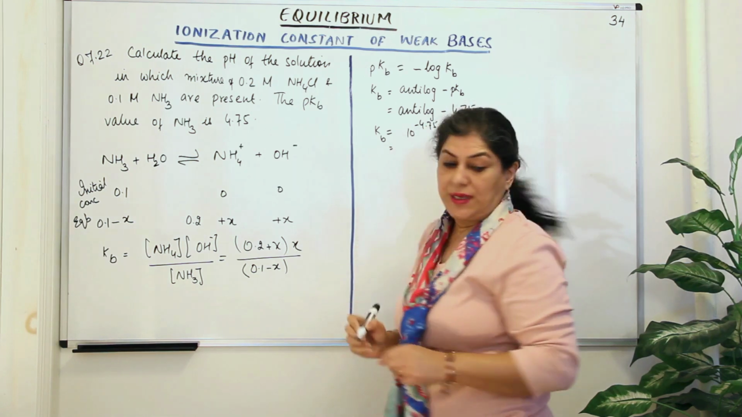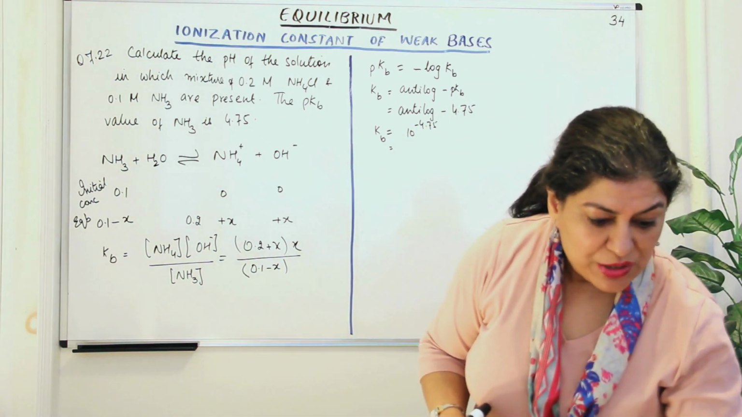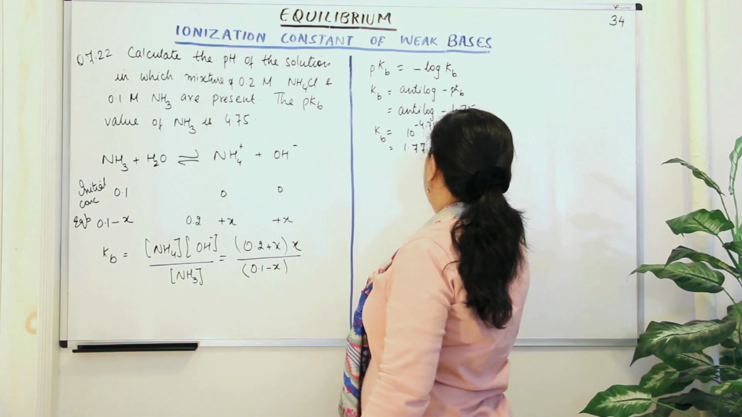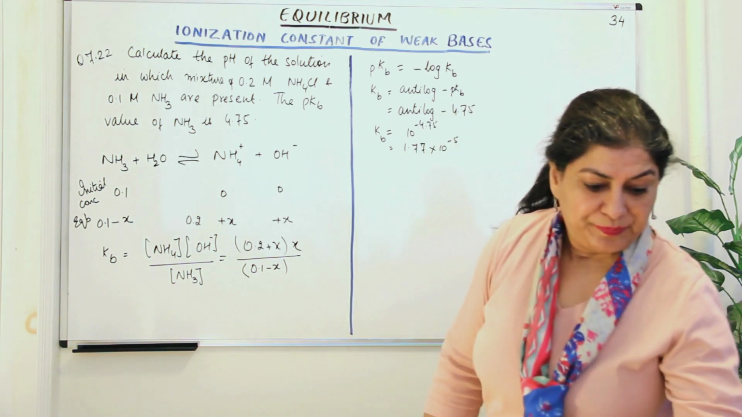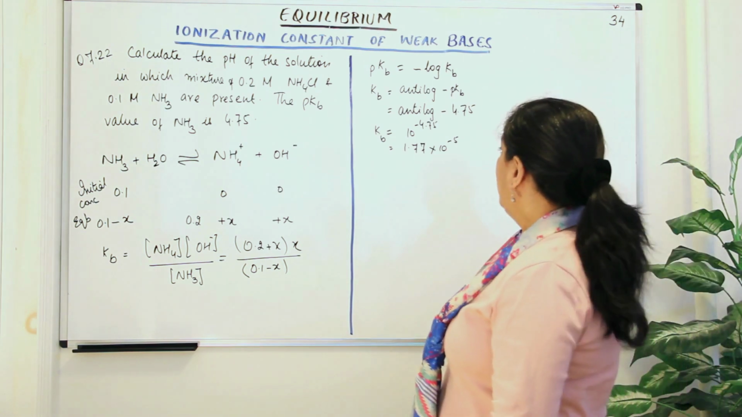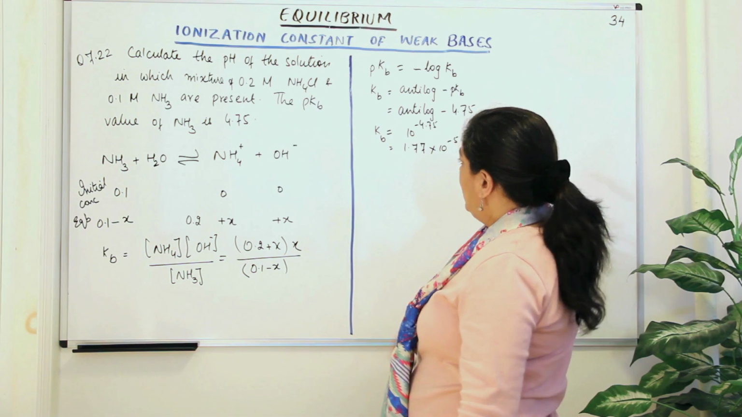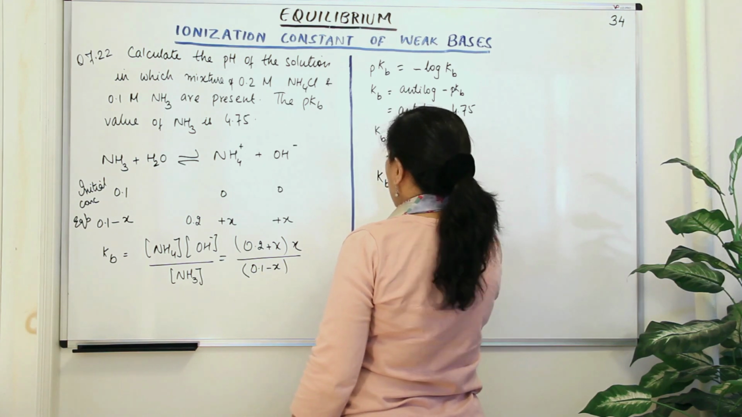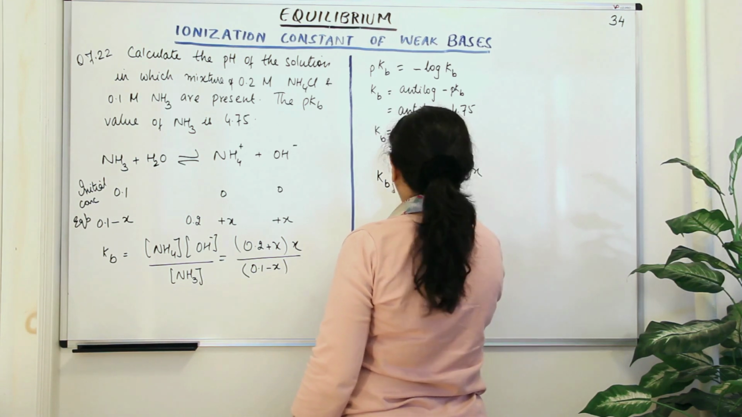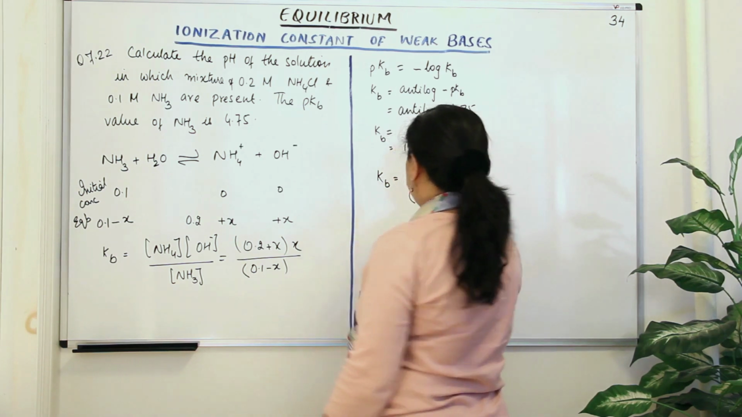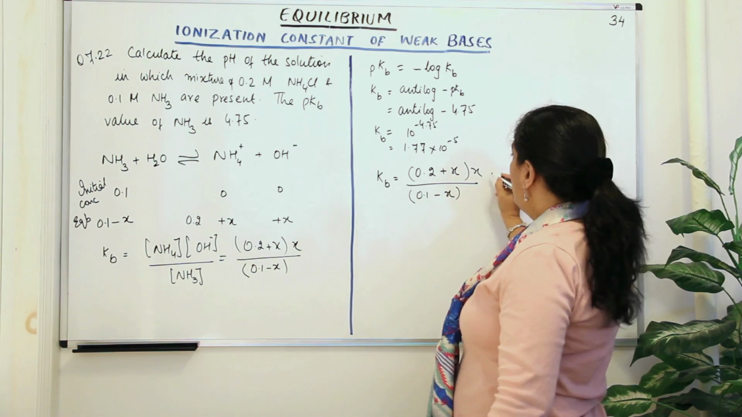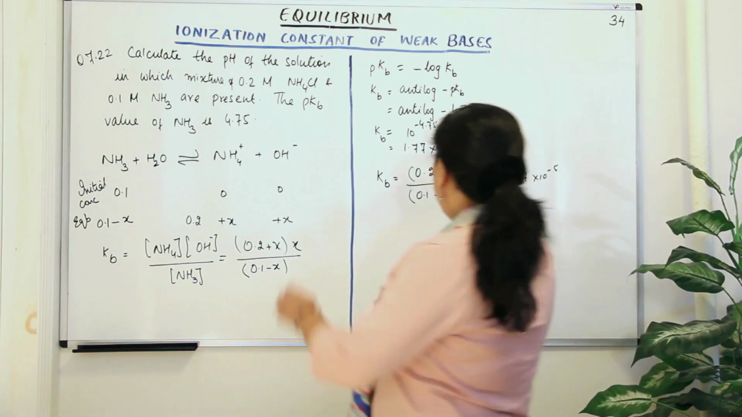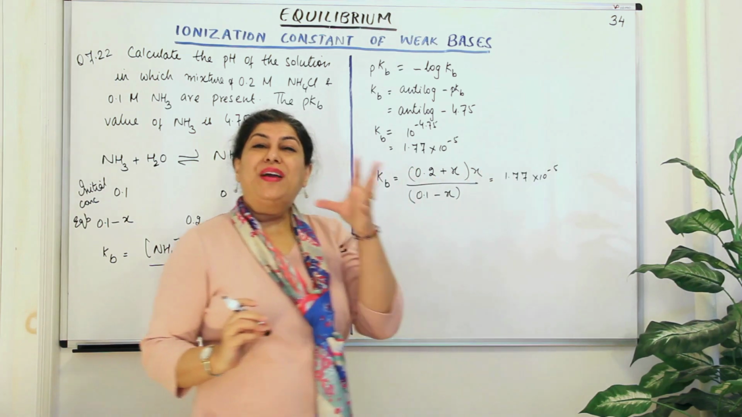And when you calculate this, what does this come out to be equal to? This comes out to be equal to 1.77 into 10 to the power minus 5. 1.77 into 10 to the power minus 5 is the value of Kb. Now this is a very small value, and here we said that Kb is equal to 0.2 plus x into x upon 0.1 minus x, right? And Kb is how much? Is equal to 1.77 into 10 to the power minus 5, right? Now 1.77 into 10 to the power minus 5 is a very small number.